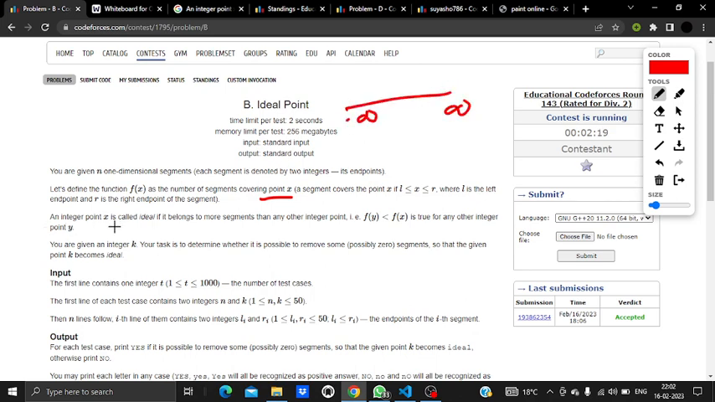An integer point x is called ideal if it belongs to more segments than any other integer point, f(x) greater than f(y) for every other y. This is the mathematical expression. You are given an integer k. Your task is to determine whether it is possible to remove some segments so that the given point k becomes ideal. So you want to idealize k by deleting any arbitrary number of segments. Let's see how you will do this.